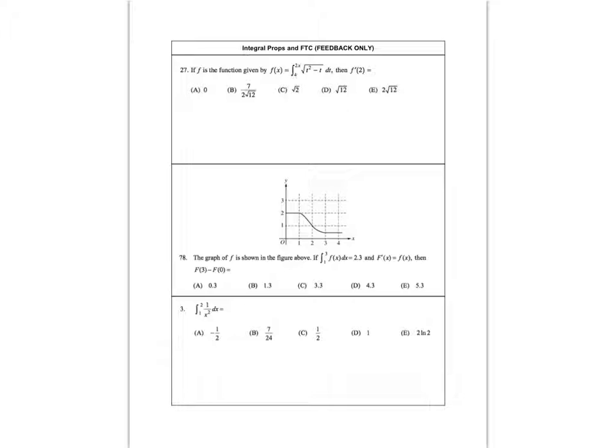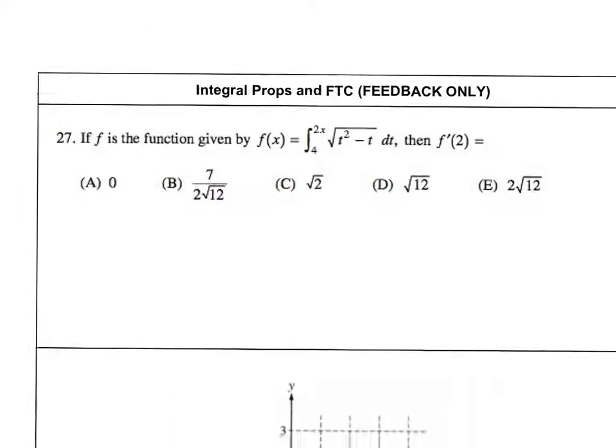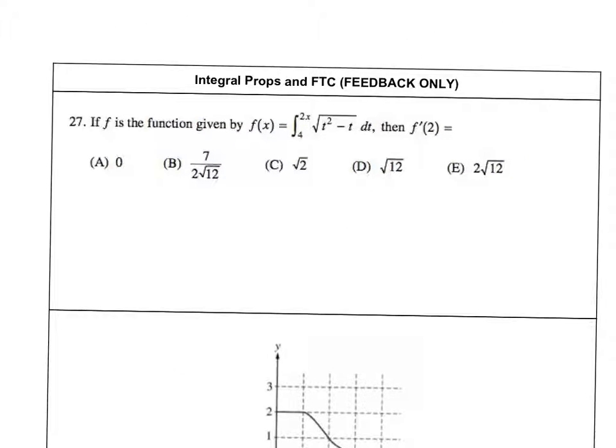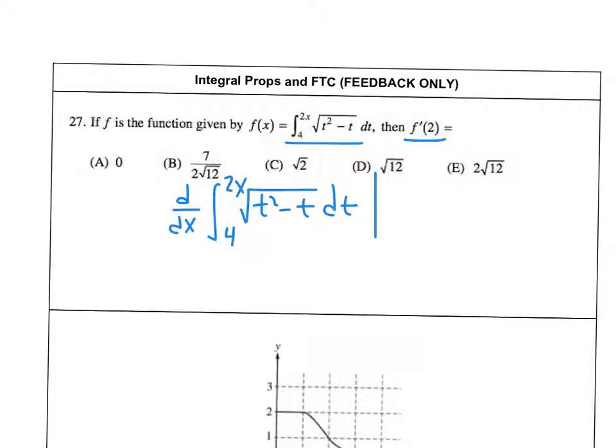Next up, we've got some integral properties and FTC. First thing we're being asked to find is the derivative of an integral. That sounds like FTC to me. What we're being asked here is to take the derivative with respect to x of the integral from 4 to 2x of the square root of t squared minus t dt, and then plug in 2.